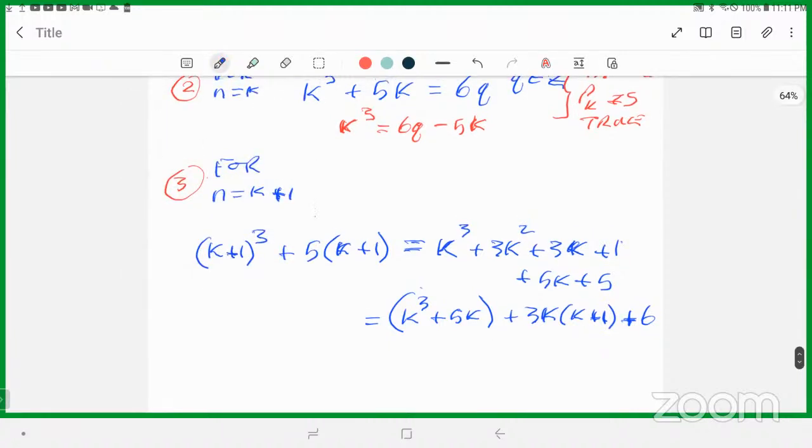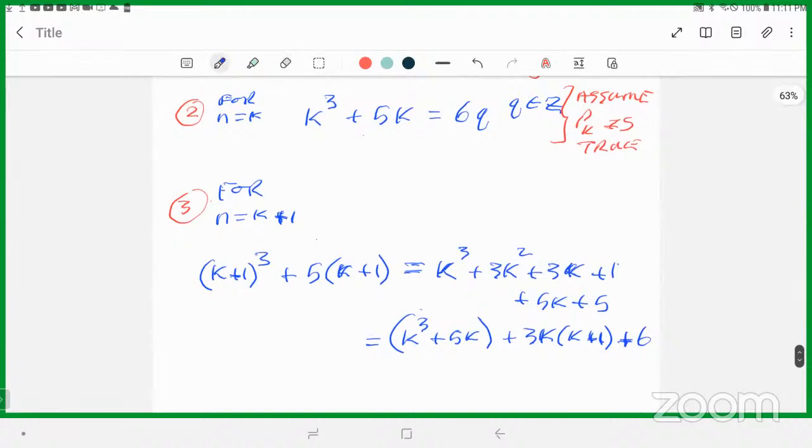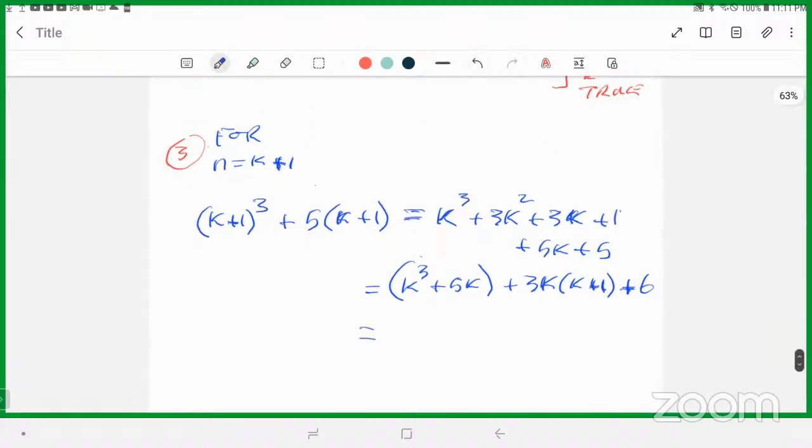So I don't need this anymore. So I'm just going to erase it, because I'm able to use that this and this is 6q. So I'm going to drop the 6q right inside there. So see it here now. This becomes 6q plus 6, plus 6. I'm trying to pack up my 6. Plus this 3 times k plus 1.